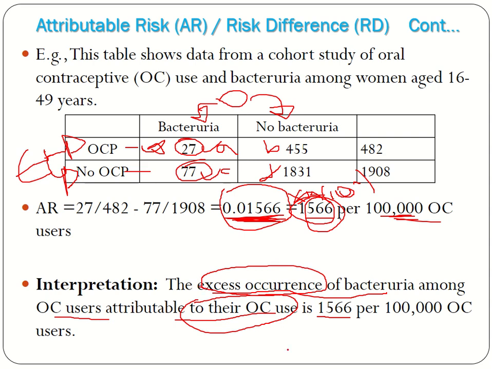How much is the bacteriuria that was excessively caused? So the excess occurrence of bacteriuria among oral contraceptive users which is attributable to their exposure, which is oral contraceptive use, is 1566 per 100,000 oral contraceptive users. So this much excess bacteriuria is occurring in this population: out of 100,000 oral contraceptive users, 1566 develop bacteriuria because of their oral contraceptive use. This is how you interpret attributable risk.